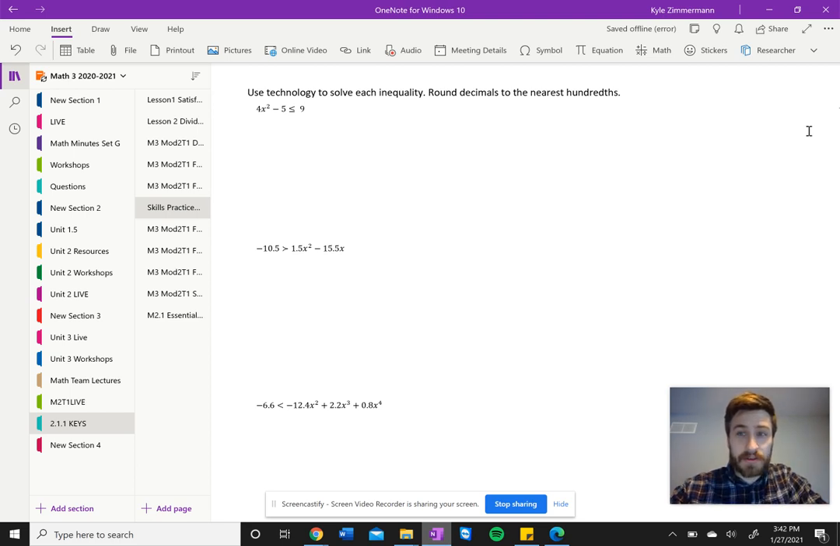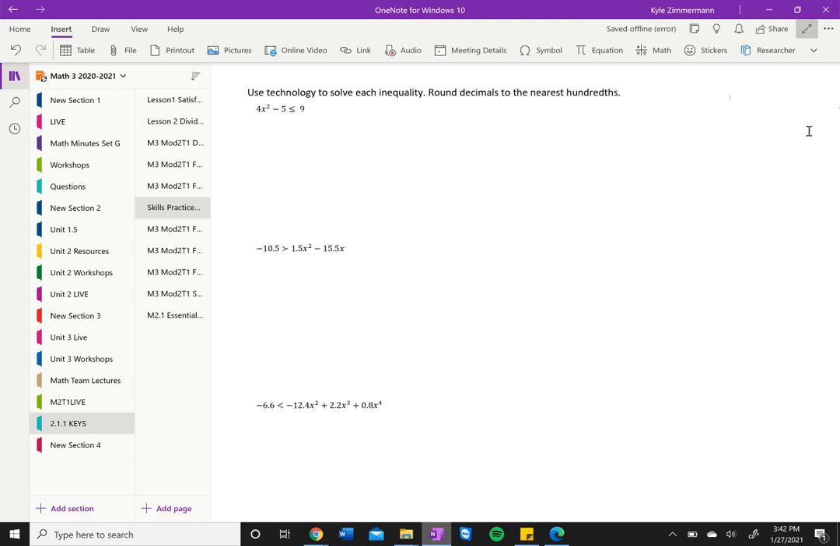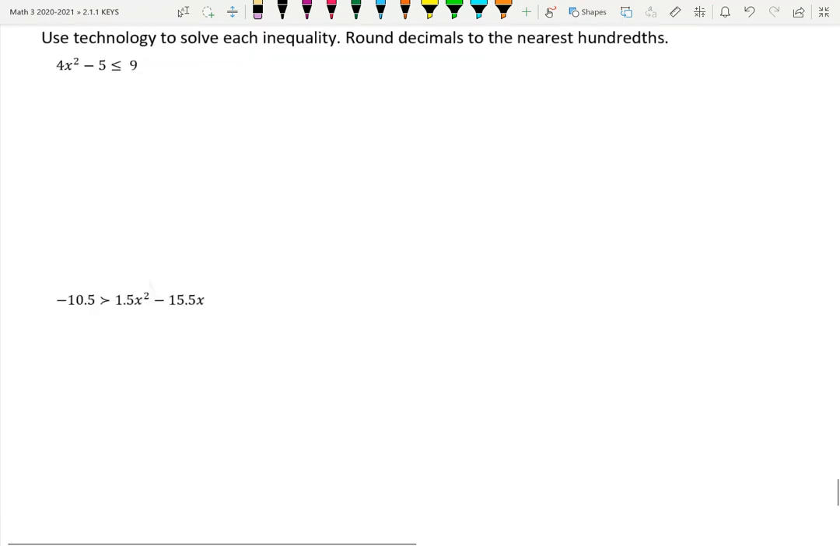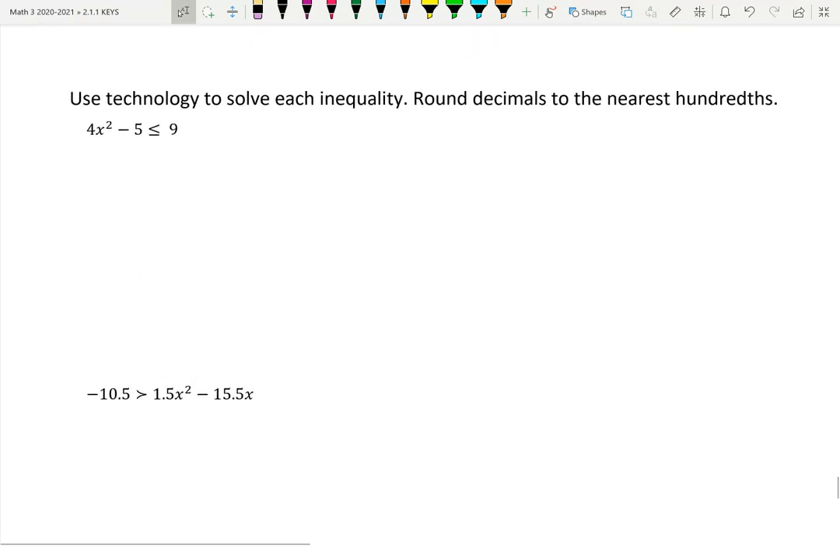We're going to solve some inequalities with technology. Let's take a look. So the idea here is that you're going to essentially be solving these inequalities as if they were equations, but there is an extra bit to it.